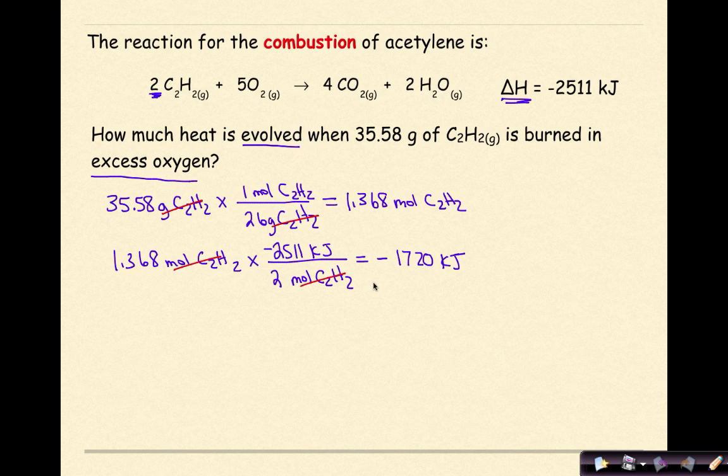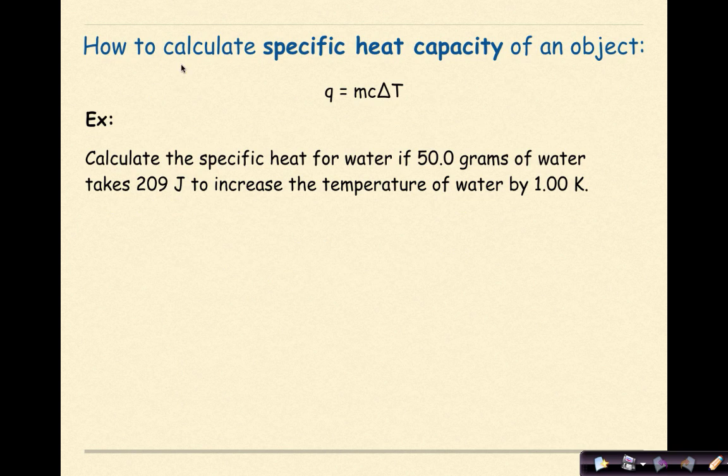And that's a little review of how to use that relationship between delta H and moles of a substance. Now let's go totally old school. How to calculate specific heat capacity of an object. Going back and revisiting our good friend Q equals MC delta T.